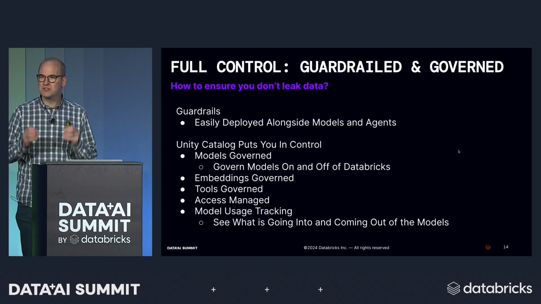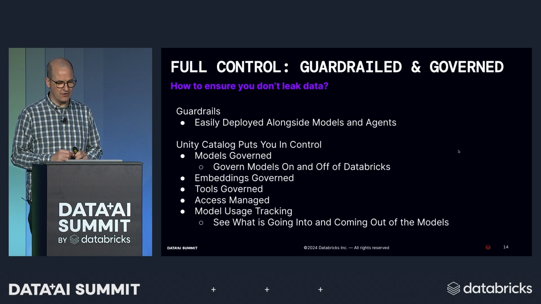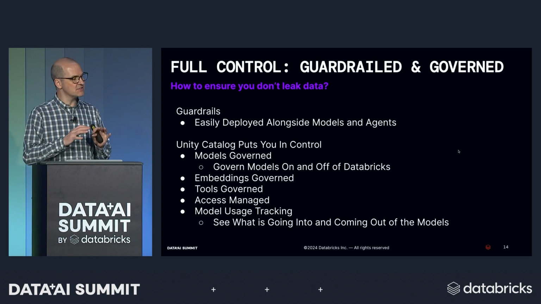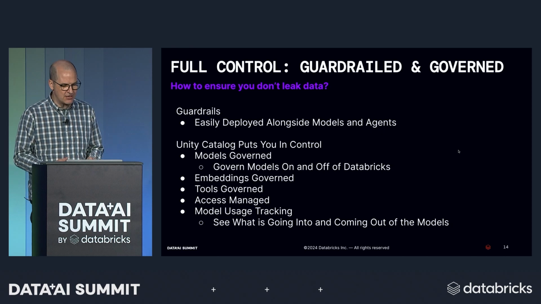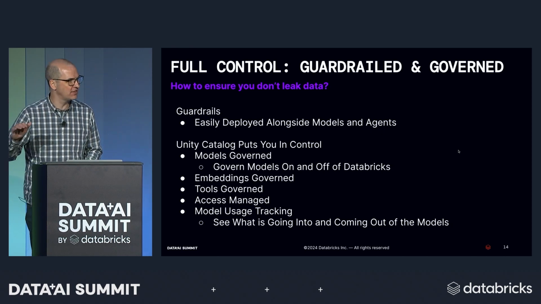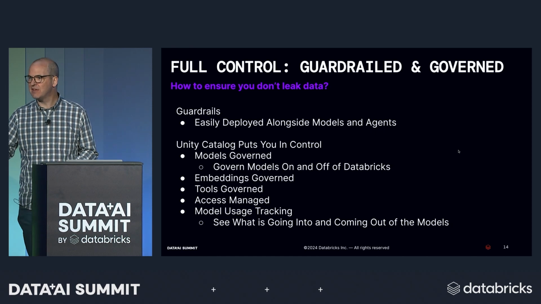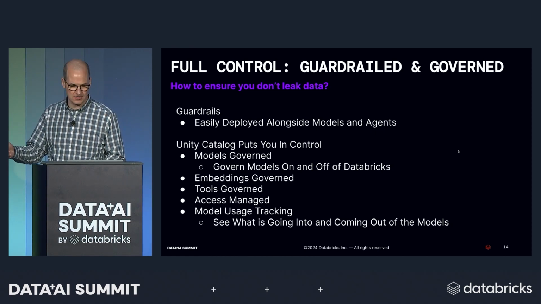Unity Catalog puts you in control of all of this. The models are fully governed, right? The embeddings are fully governed. The tools are governed. The access is managed. All of these pieces are logging every single thing they do so that you can both debug it and audit it to make sure it's performing the way you would want it to.